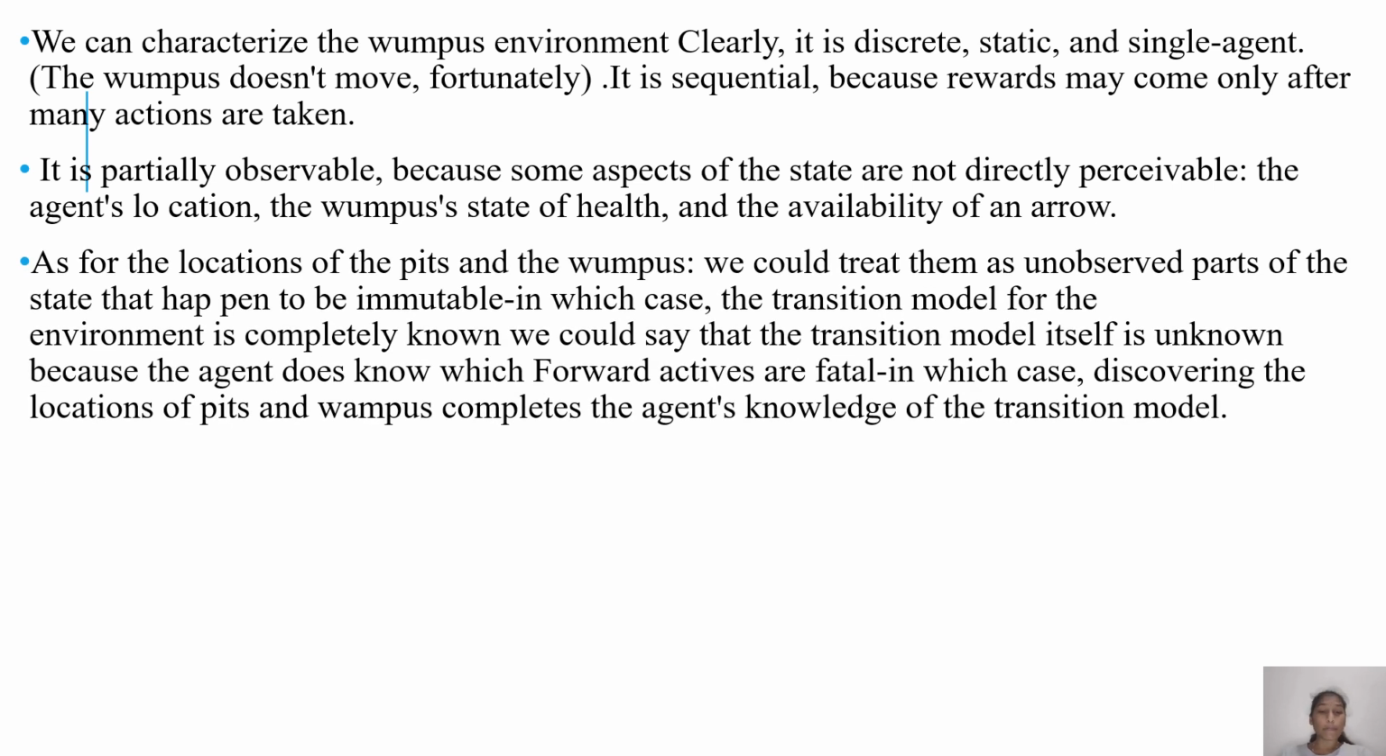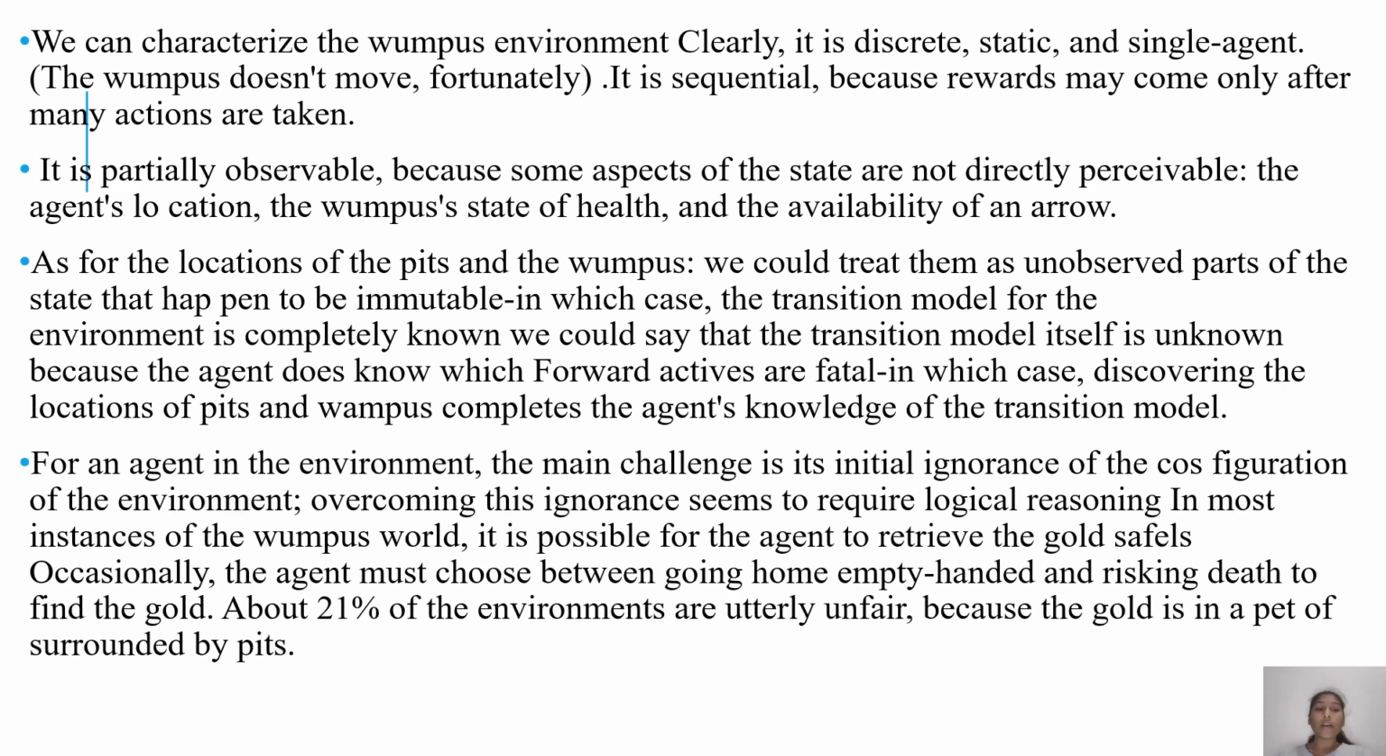As for the location of the pits and Wumpus, we could treat them as unobserved parts of the state that happen to be immutable, in which case the transition model for the environment is completely known. We could also say that the transition model itself is unknown because the agent doesn't know which forward actions are fatal, in which case discovering the location of pits and Wumpus completes the agent's knowledge of the transition model.